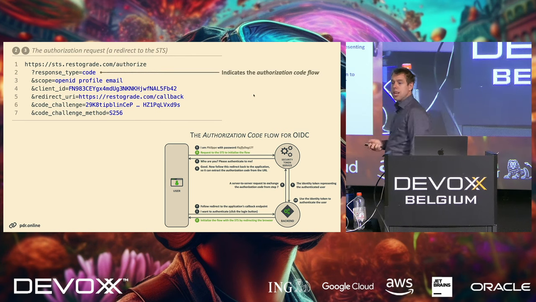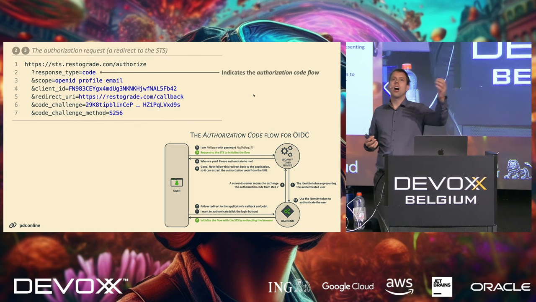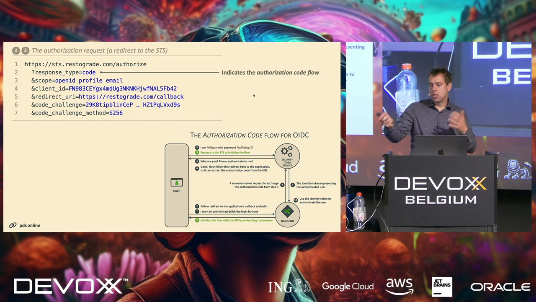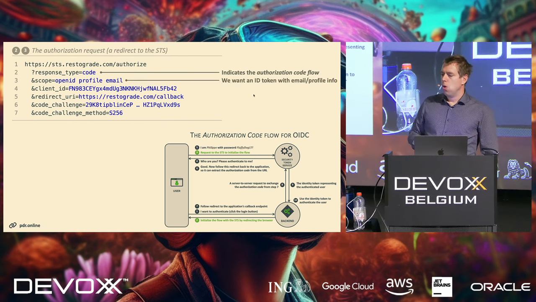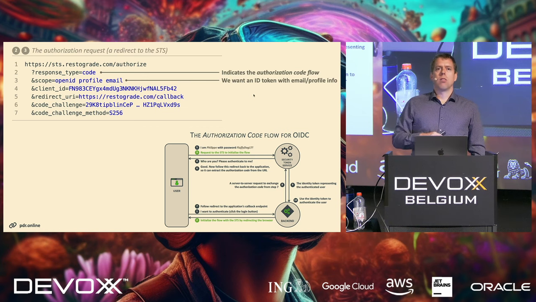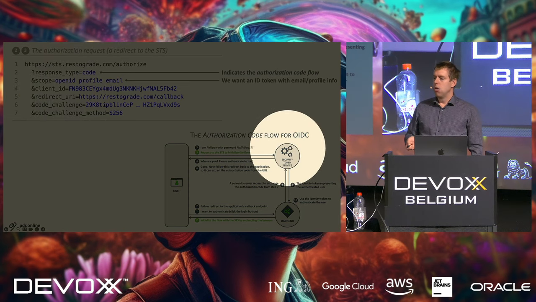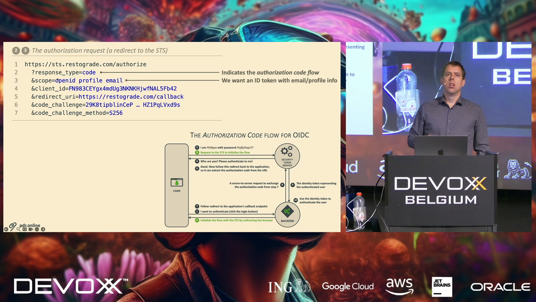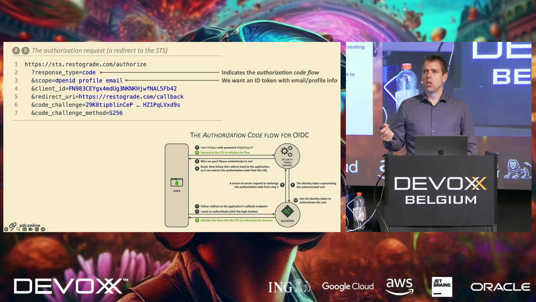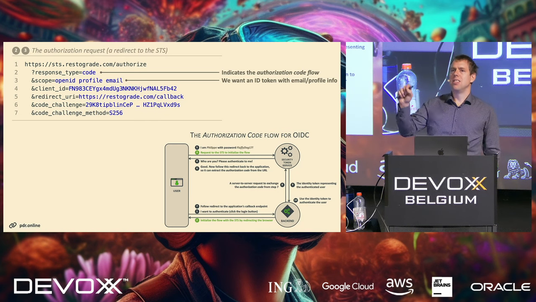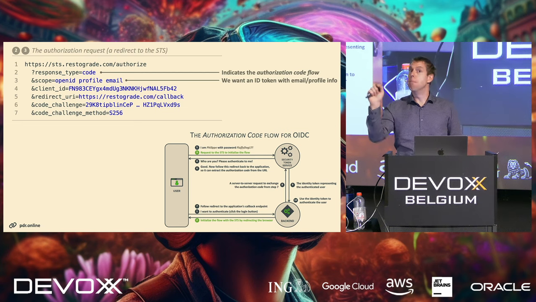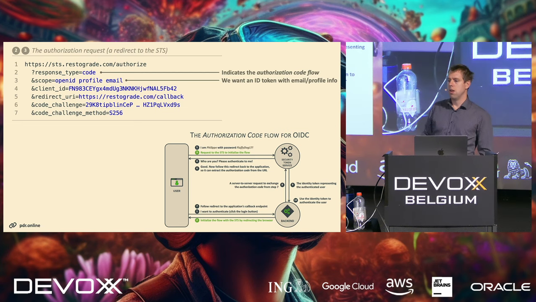The response type is code. That means we expect an authorization code at the end of this interaction. We define an OpenID Connect flow. That means you add scope equals OpenID. That indicates to the STS here, I expect an identity token at the end of the code exchange. That's how you can recognize an OIDC flow. There's going to be scope equals OpenID, mandatory. No question about it. The other ones are optional.